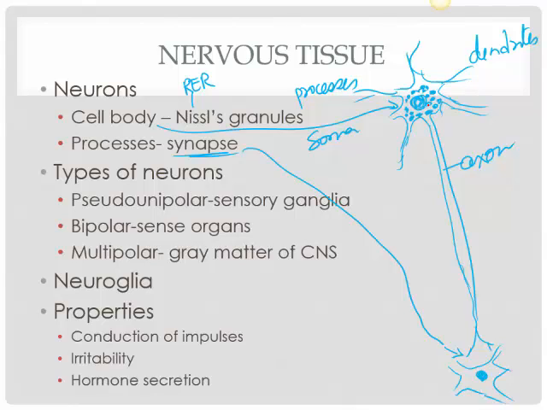Now, neurons are not always the way I've shown over here. Here you can see there are multiple processes, many dendrites and one axonal process. Such a neuron with many processes is known as a multipolar neuron, because it has numerous poles. This is seen in the gray matter of the central nervous system. CNS stands for central nervous system.